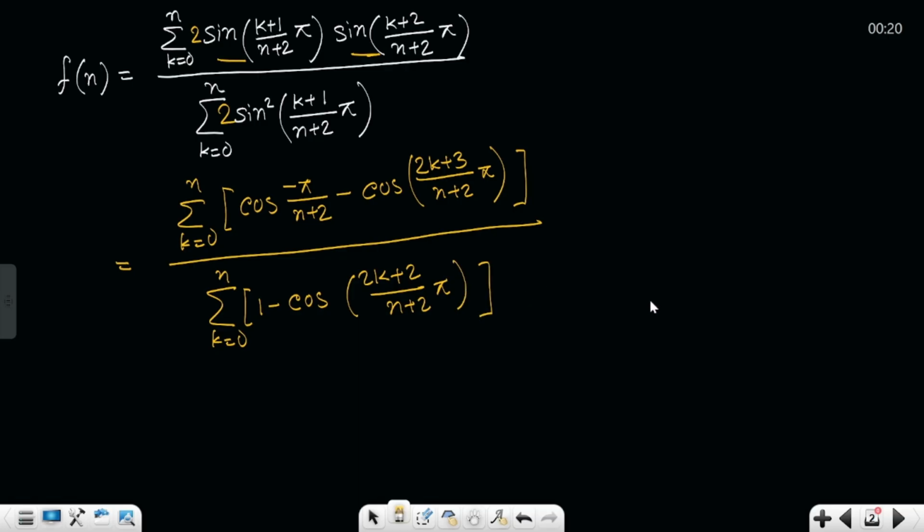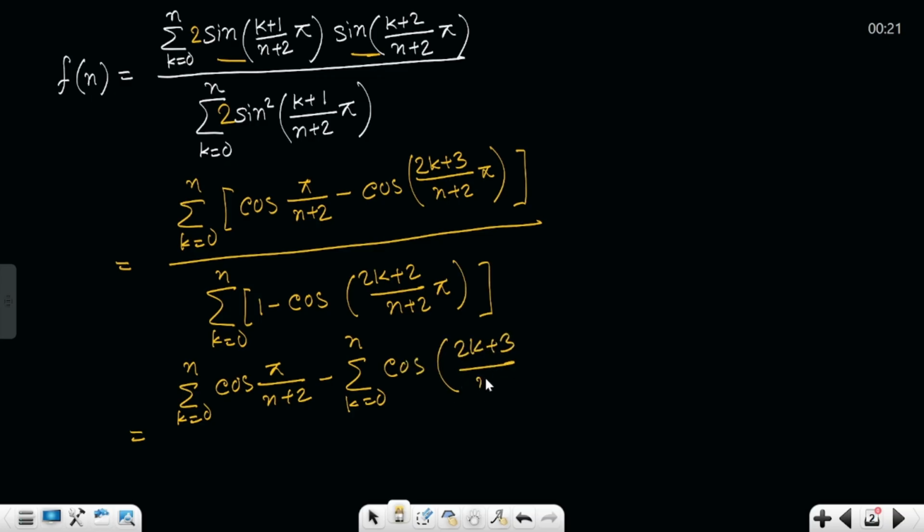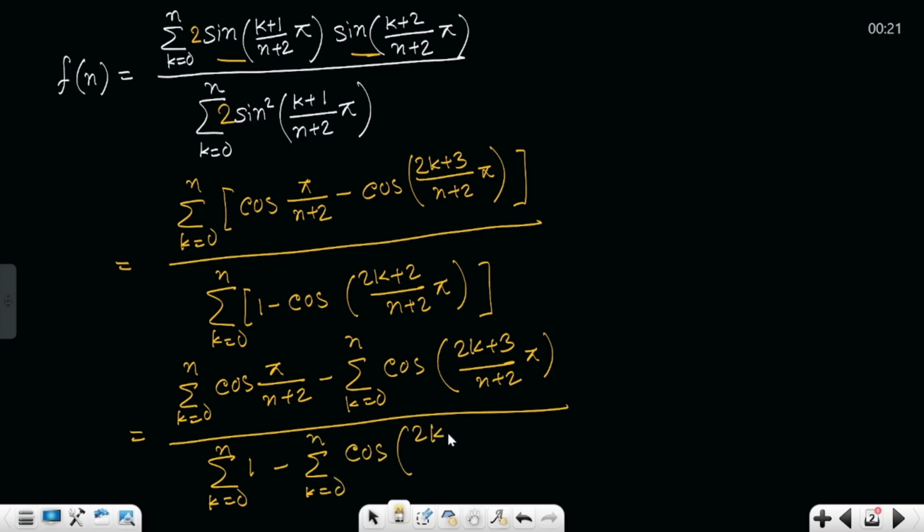Now we will break these summation signs. Before that, here it is cos of minus pi upon n plus 2. Cos minus theta is equal to cos theta, so we can remove that minus here. Now we will break the summation sign in the numerator and the denominator. In the numerator, it will be summation k equal to 0 to n cos of pi upon n plus 2, minus summation k equal to 0 to n cos of (2k plus 3) upon n plus 2 into pi. Divided by, in the denominator, summation k equal to 0 to n of 1 minus summation k equal to 0 to n cos of (2k plus 2) upon n plus 2 into pi, right?